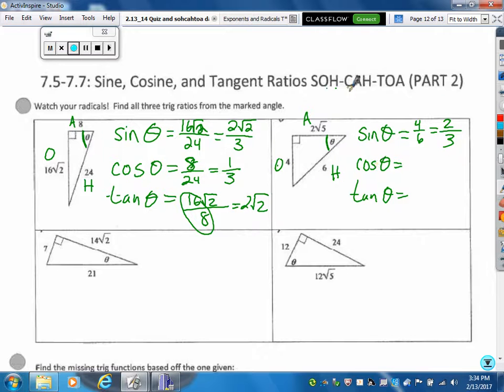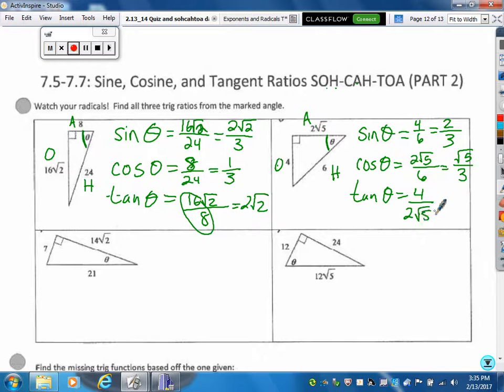My cosine is my cos, so A over H, so 2 root 5 over 6, which is going to be root 5 over 3 when we simplify. And finally, my tangent, that is my O over A. Here it is, 4 over 2 root 5.